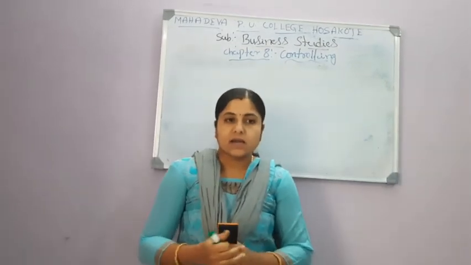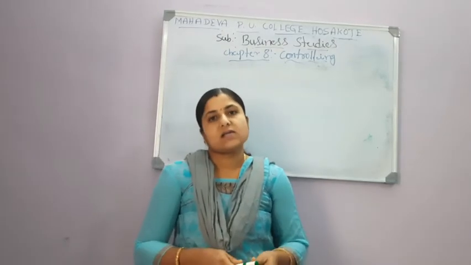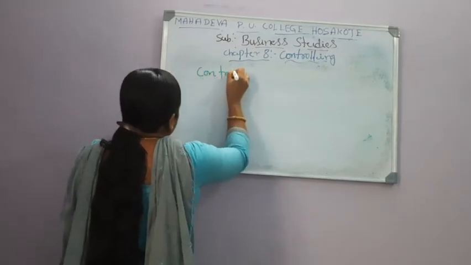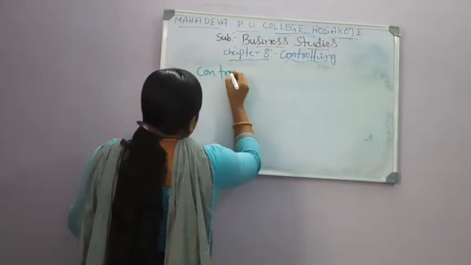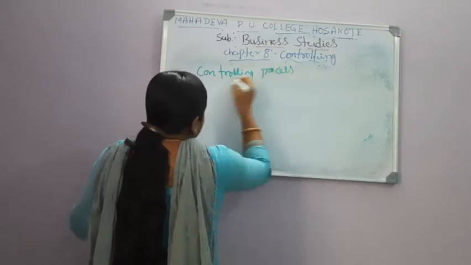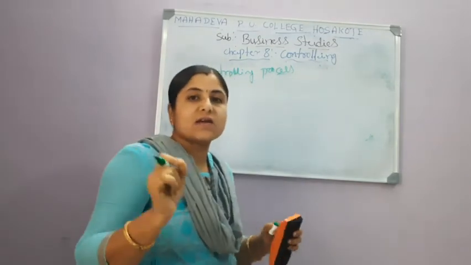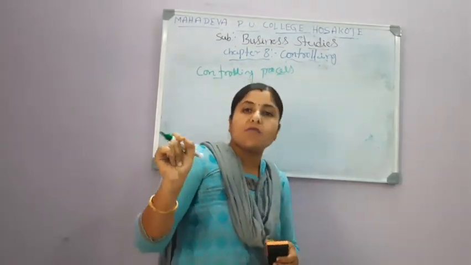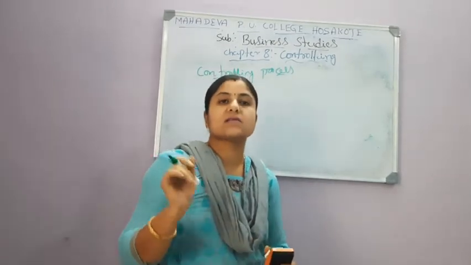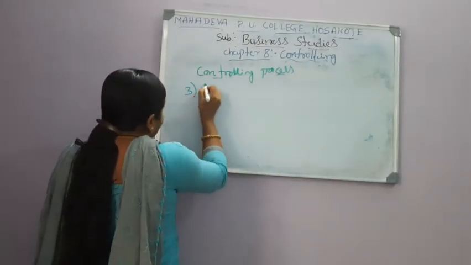The next one is comparing actual performance with the standards. Controlling process: first step is setting performance standards, another one is measuring actual performance. After measuring the actual performance, the next one is comparing actual performance with standards.